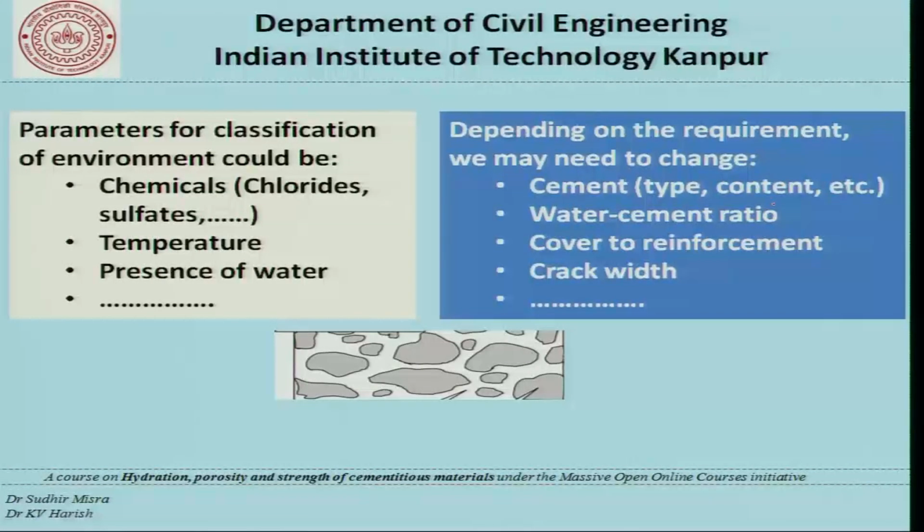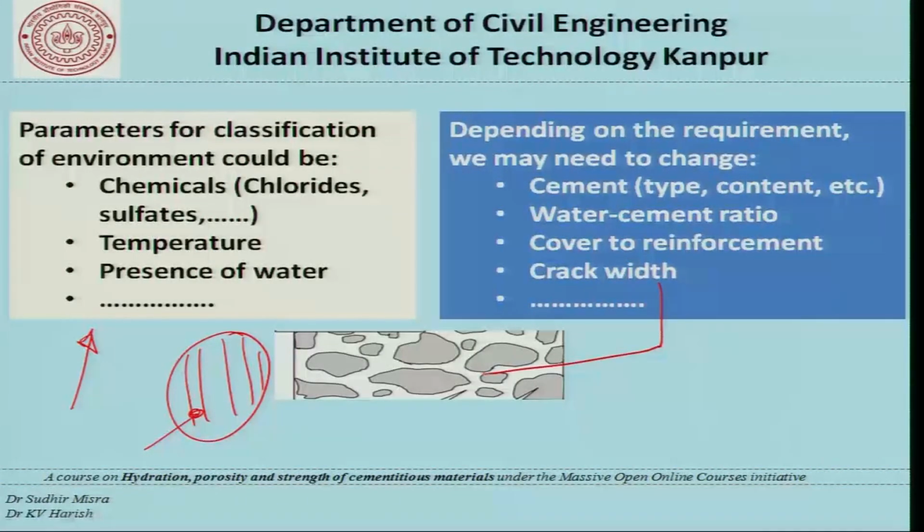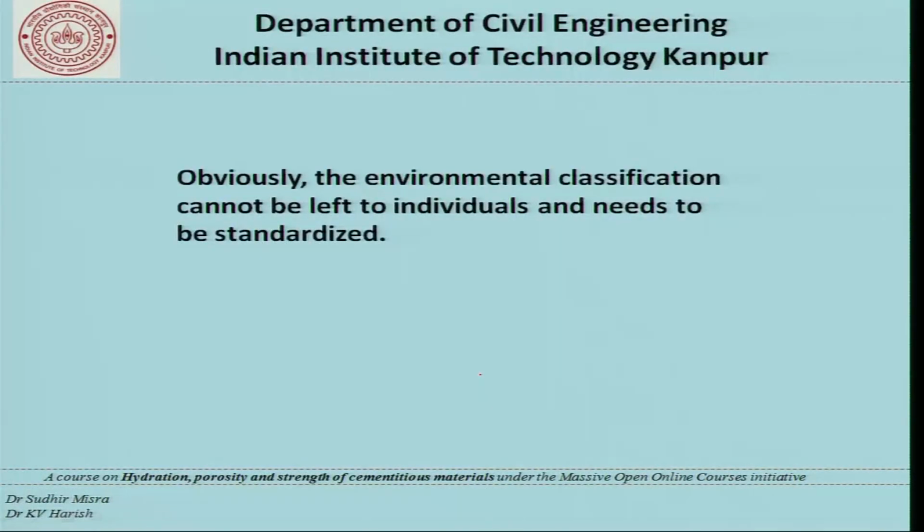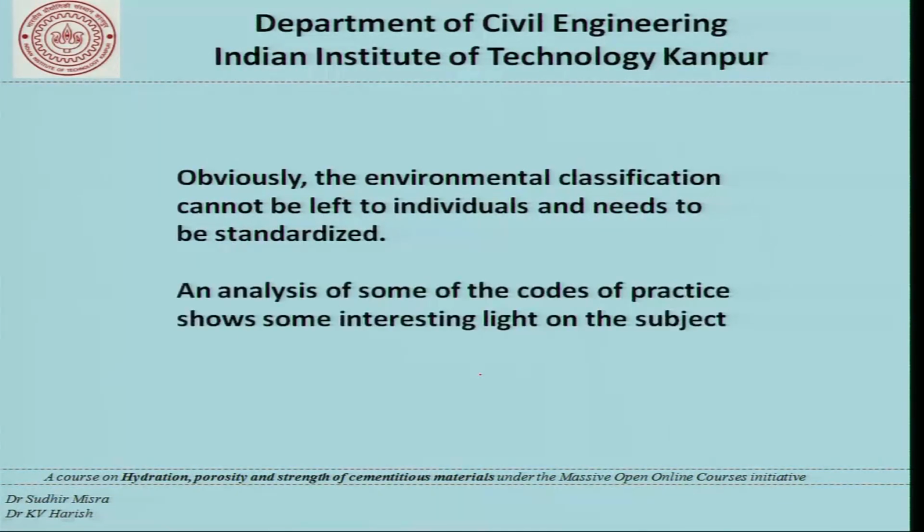Now, we had seen this slide before. What we wanted to do was to classify the environment, that is the part here outside the concrete structure, and depending on this classification, on the kind of parameters that we use to classify this environment, this picture here tells us what to do with this concrete here to ensure durability. This classification of environment cannot, however, be left to individuals and needs to be standardized. An analysis of some of the codes of practice shows some very interesting light on the subject, and from this point onwards we will be talking about that.